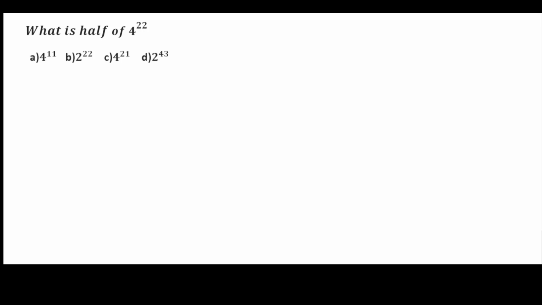The second question says, what is half of 4 to the power of 22? Just as I did for the first question, all I just need to do is pick 4 to the power of 22 and write it down. So I will be having 4 to the power of 22 divided by 2, since I'm going to be getting half of the number. You can see that they do not have the same base. We have 4 as the base of the numerator, and the base of the denominator is 2.